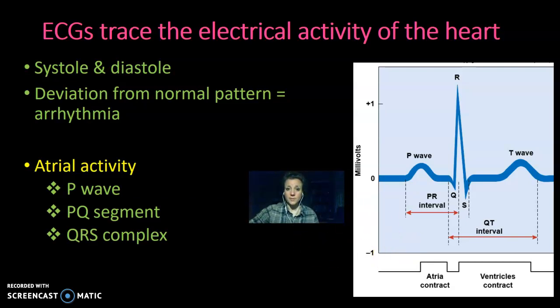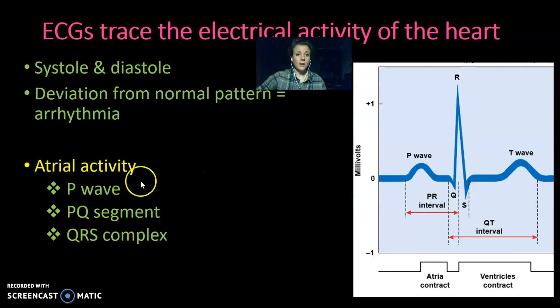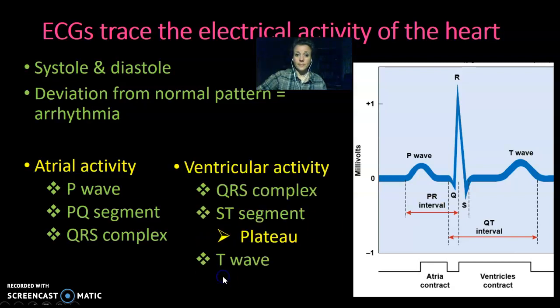So let me move myself out of the way. All right, so atrial activity on this ECG includes the P wave, which is going to show us atrial depolarization, the PQ segment here. And then there's also some atrial activity happening during the QRS complex. You can't really see it though because the QRS complex is largely dedicated to the electrical activity of the ventricles.